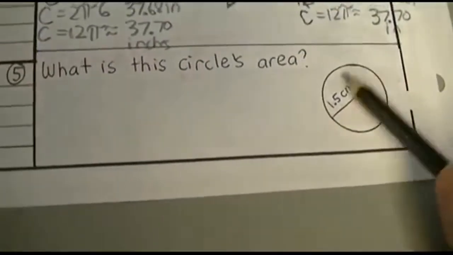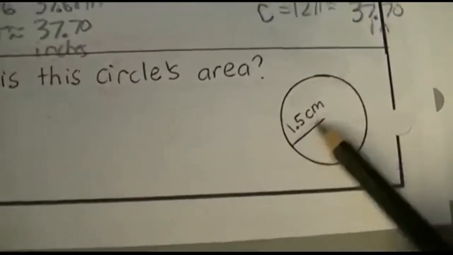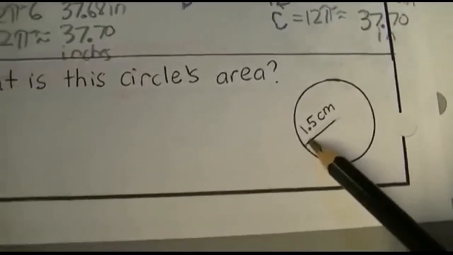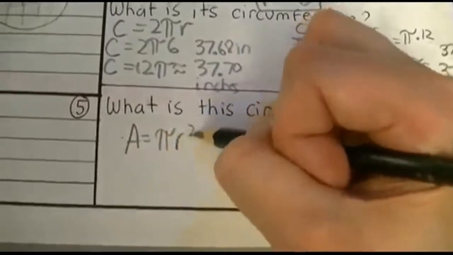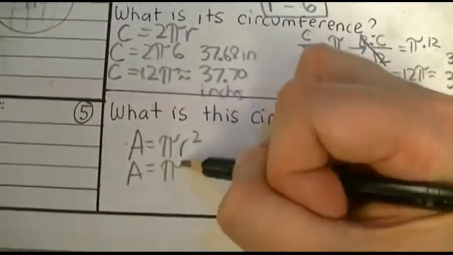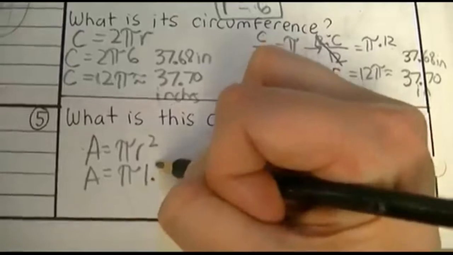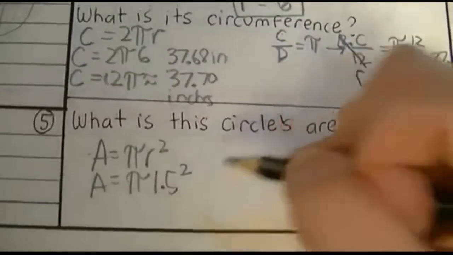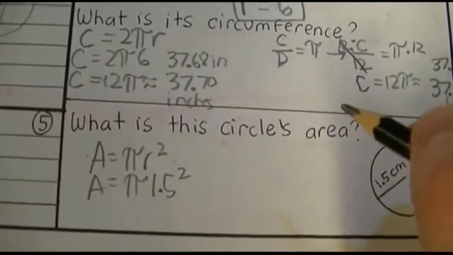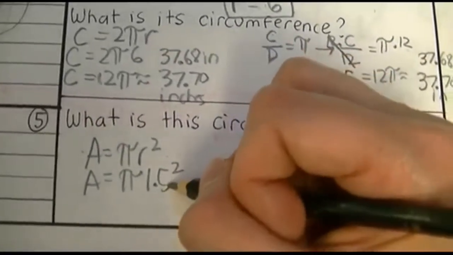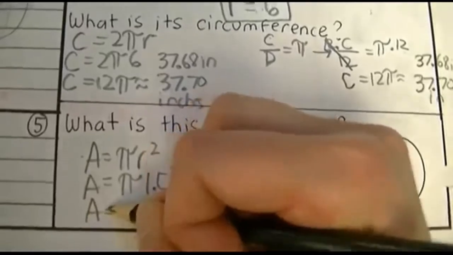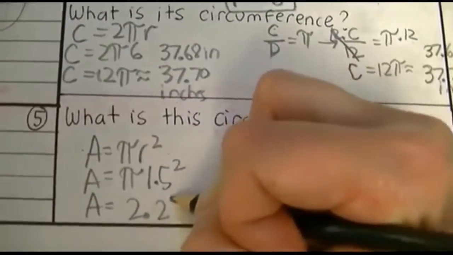Okay, what's this circle's area? It's giving you a drawing right here. They're giving you the radius, so you need to know that that is the radius right there. So start with your formula. Okay, the radius is 1.5. And you're going to go 1.5 times 1.5, and you're going to do that first. Do not go 1.5 times 2. That's wrong. This is squared. 1.5 times 1.5. It's going to give you 2 and 25/100.